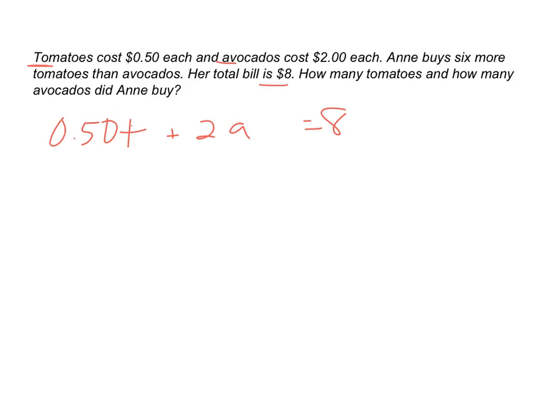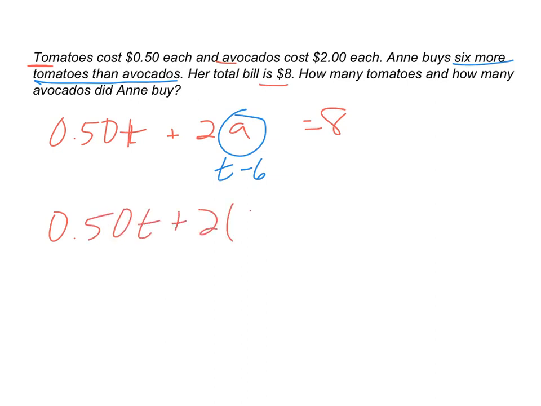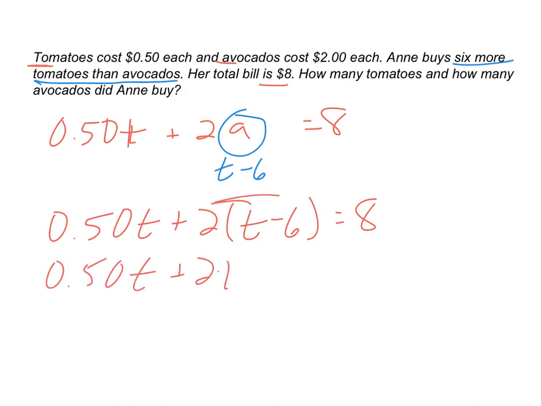Okay, so we've got 2 different variables here, and we don't know how to do that. However, there's one piece of information that they give us. There are 6 more tomatoes than avocados. So instead of A, we can do the number of tomatoes minus 6, because there's 6 more tomatoes than avocados. So I can do 0.5t plus 2 times (t minus 6) is equal to 8. Distribute the 2, and I get plus 2t minus 12. Add my like terms together, and I get 2.5t.